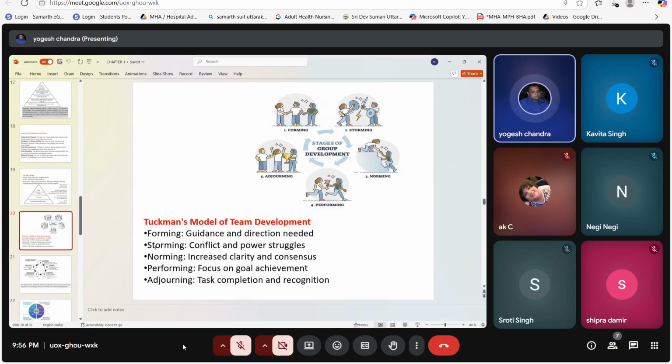Okay. And the last stage is adjourning. The task is completed and it is going to be recognized, it is going to be appreciated. Normally people feel motivated, they feel very satisfied after the completion of the job. It may be in the form of monetary recognition. It may be individual personal appreciation, some kind of award, some kind of medal and all that. So that gives a different kind of satisfaction.